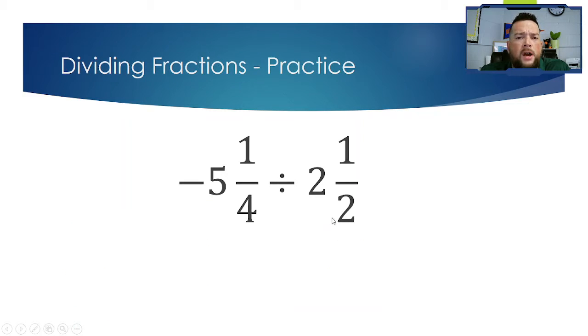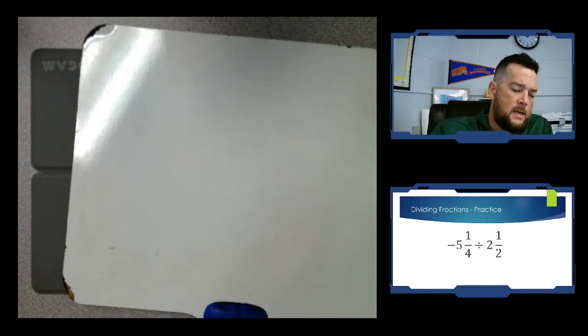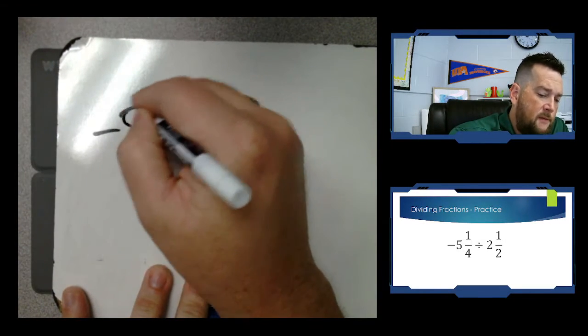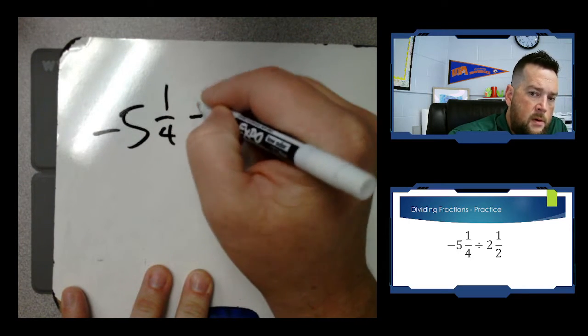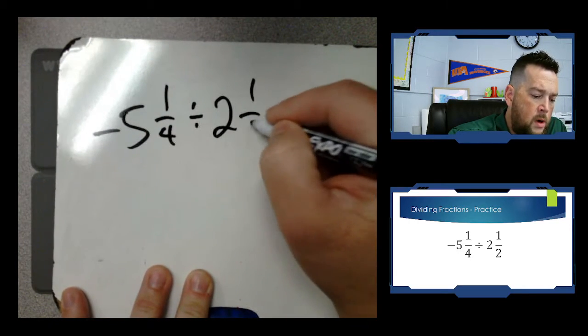Why don't you go ahead and try this one? Don't forget that we have a negative here first. Pause the video, try it, and then come back and see if you got it right. Okay, we have negative 5 1/4 divided by 2 1/2.